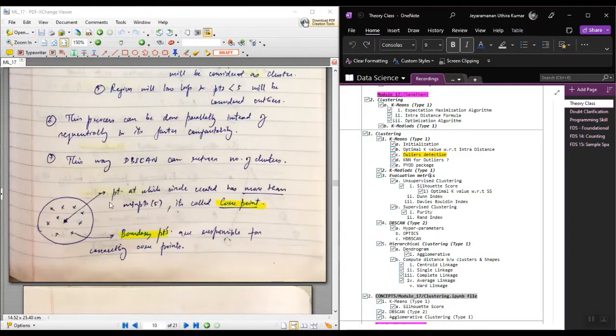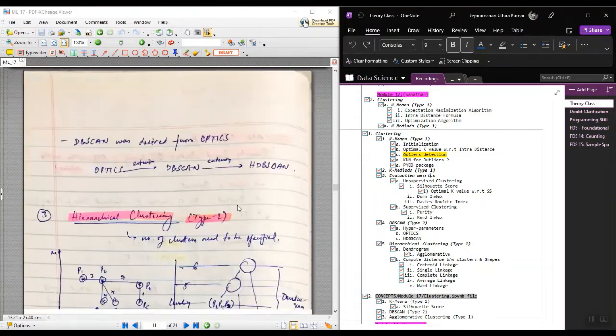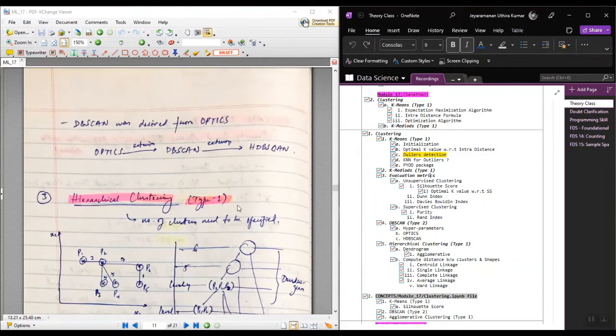Okay, so this core point, if there is another point here, so these are the boundary elements which connect or create a loop between the core points. DBSCAN is basically an extension of another algorithm called OPTICS, and there is an advanced version of DBSCAN, or an extension of DBSCAN, which is called HDBSCAN, the advanced versions.